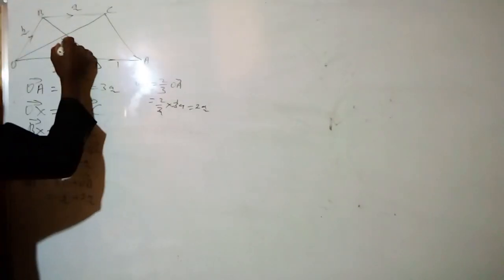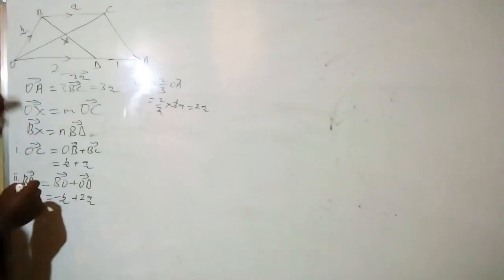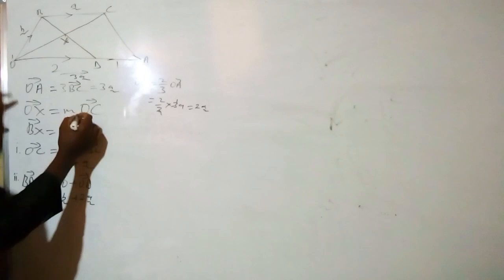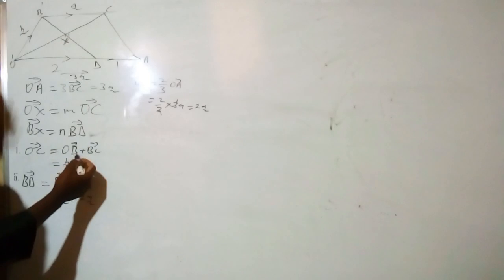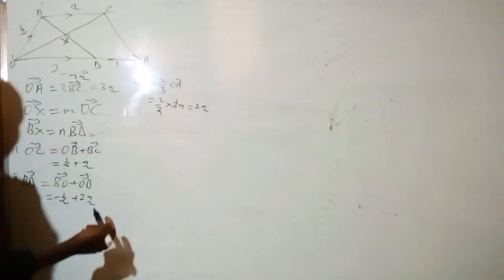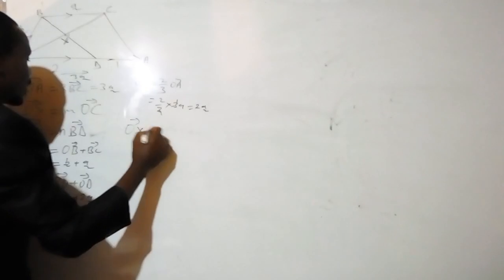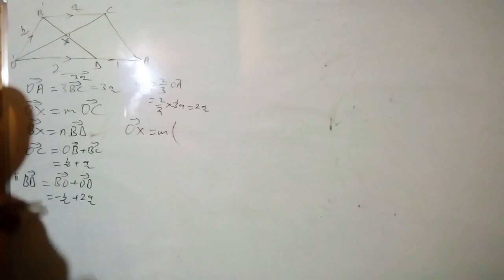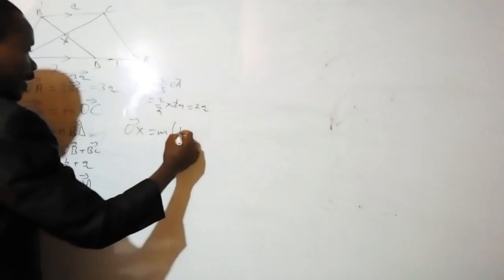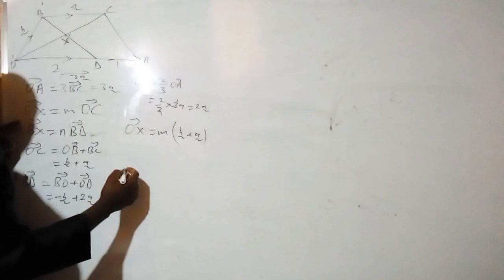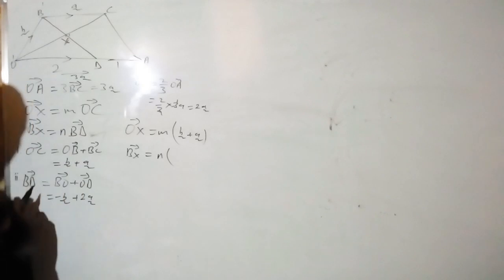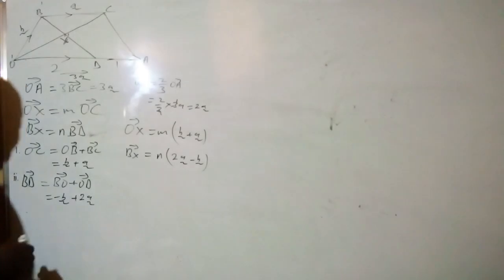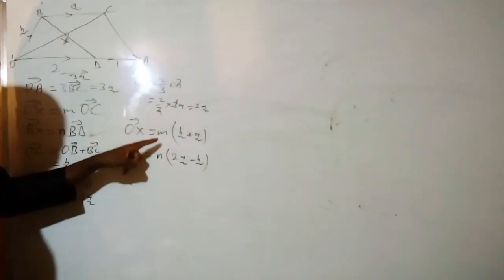First of all, we are told that OX is equal to M OC, and BX is equal to N BD. Where is our OC? We have calculated it here: vector B plus vector A. And vector BX is equal to N vector BD. Where is our BD? It's here: vector 2A minus vector B. They want us to find the value of M and N.